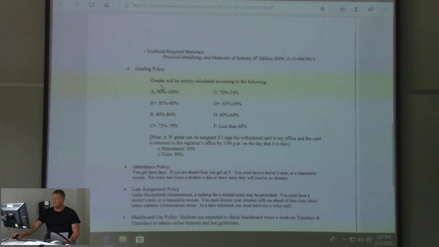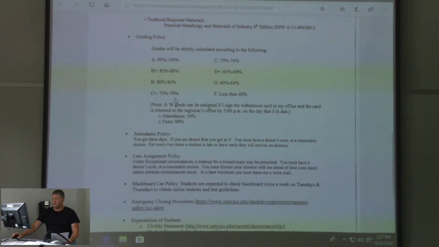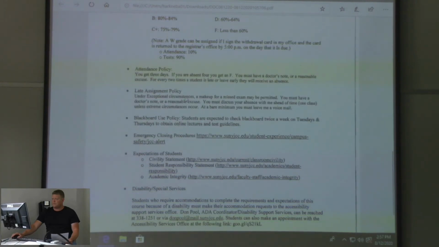Grading policy. Let's see here. Grades will be strictly calculated according to the following. This is the same as every course at Jamestown Community College, so you can look that over. You've probably seen that a bunch of times. Attendance policy. This is for in-house people, of course. You get 3 days, miss 4, you get an F. Doctor's note or a reasonable excuse; for every 2 times a student is late, they will receive an absence. So if you're supposed to be here, be here.